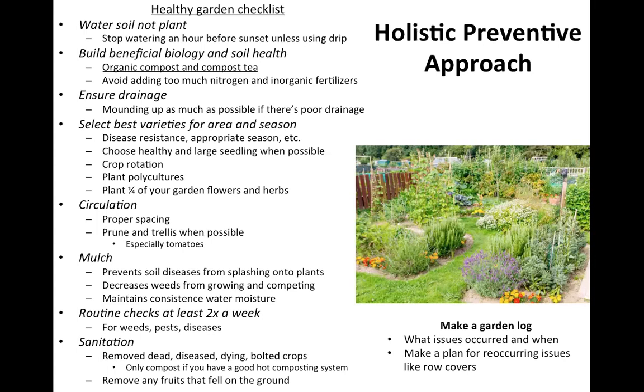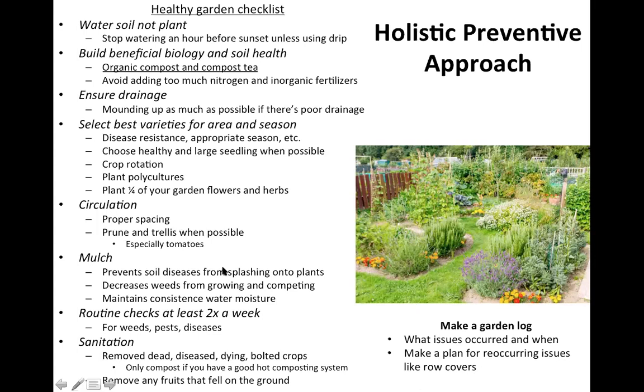Circulation: proper spacing, thin things out, get things off the ground with trellises, and then prune them, like your indeterminate tomatoes. We'll talk more about pruning later, but just pruning them up so we get sunlight and air flow into these plants. So it's going to dry up a lot of fungal issues, and it's going to make healthier plants.